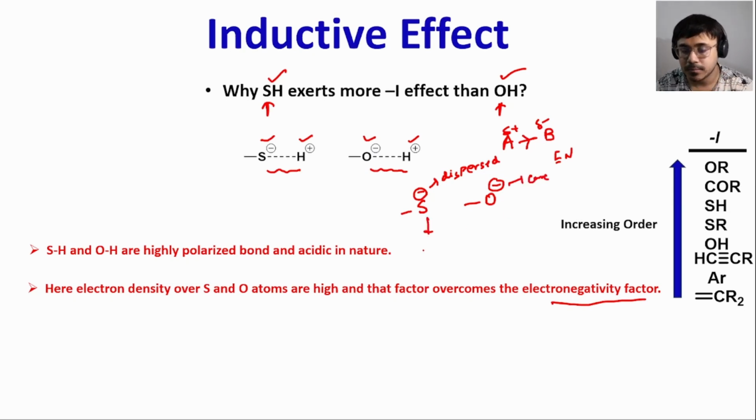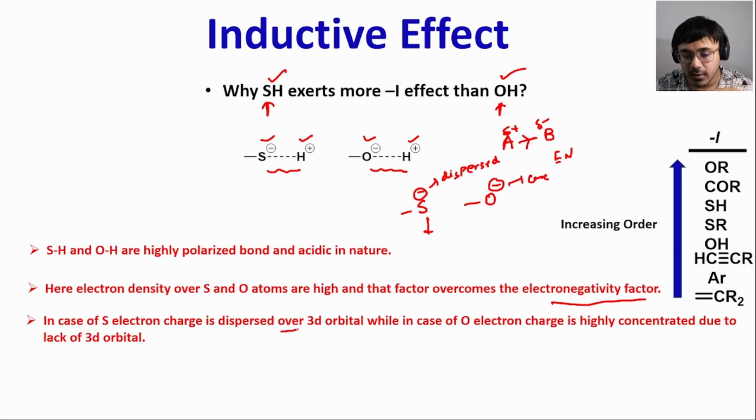Why? Because sulfur has a vacant 3d orbital. As sulfur has a vacant 3d orbital, the electron density in the case of sulfur will be dispersed onto this vacant 3d orbital. But oxygen doesn't have any 3d orbital, right? It has no 3d orbital. So in this case there will be a highly concentrated negative charge on oxygen. So right now in O minus and S minus, where is the negative charge highly concentrated? In oxygen, not in sulfur.